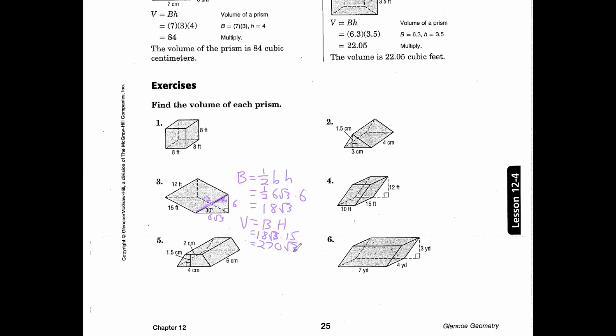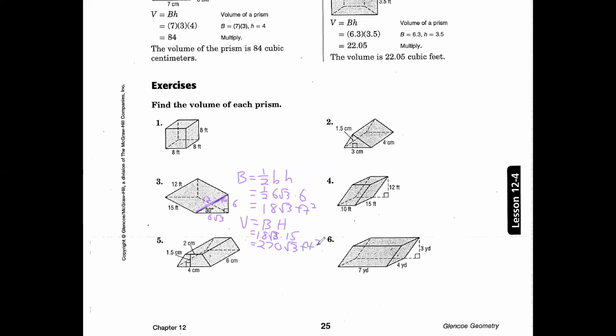As far as units, when I do the base area, this is still in units squared. But as soon as I turn this into a volume, volume is a 3-dimensional measurement. It's how much space an object takes up. So now this should be in cubic units. So we have 270 radical 3, and this is in feet cubed.